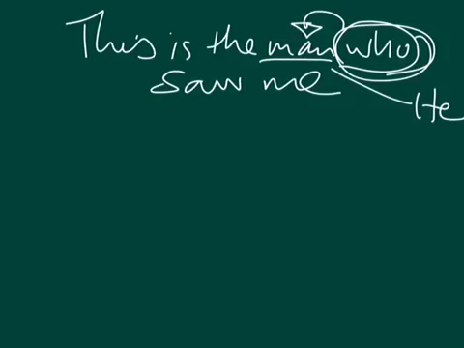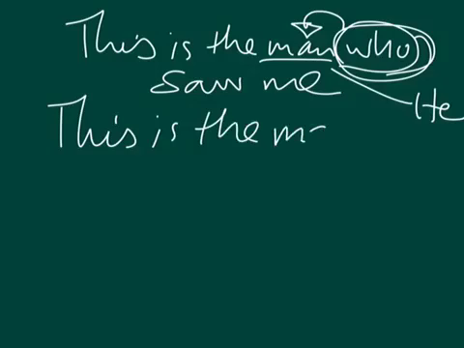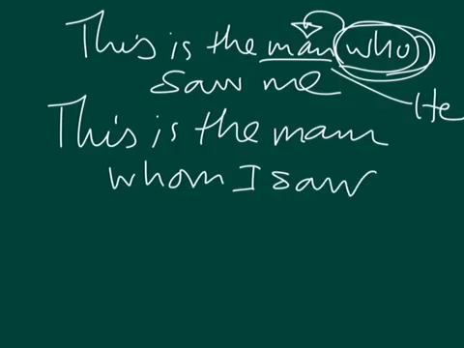And if you're going to use an objective way, that's when you use whom. Like for example, this is the man whom I saw. It means I was the one. I'm put here into an objective form. Therefore, the relative pronoun is turned into whom. So you use whom when you use the personal pronoun in an objective form.